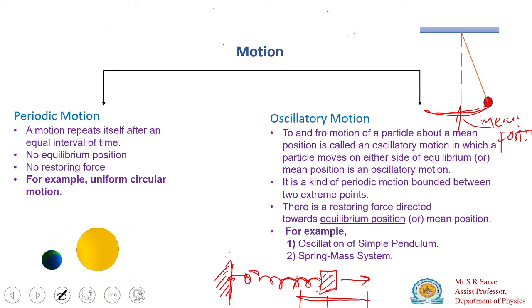If you consider uniform circular motion, in uniform circular motion there is no restoring force and no equilibrium position. But periodic motion generally means the motion which repeats after a regular interval of time. So now we'll learn about what is periodic motion and what is oscillatory motion.